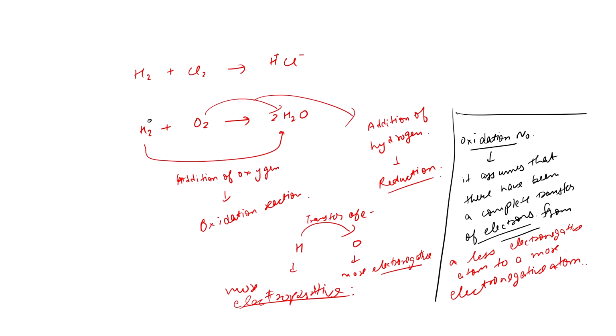So, we will see that there has been a complete transfer of electrons rather than sharing. This is just an assumption, this does not happen, there is sharing of electrons between hydrogen and oxygen, we are just assuming, for simplicity, that there has been a complete electron transfer from hydrogen to oxygen, or from a less electronegative atom to a more electronegative atom.